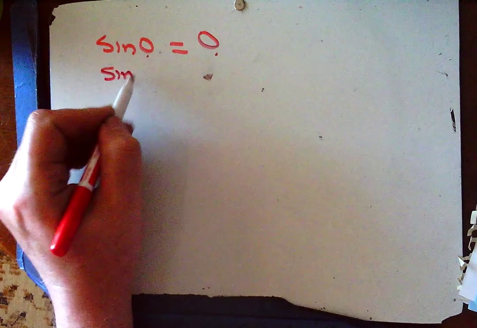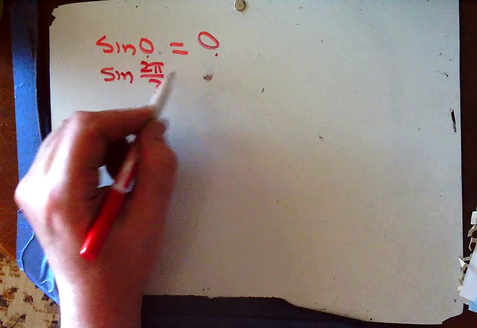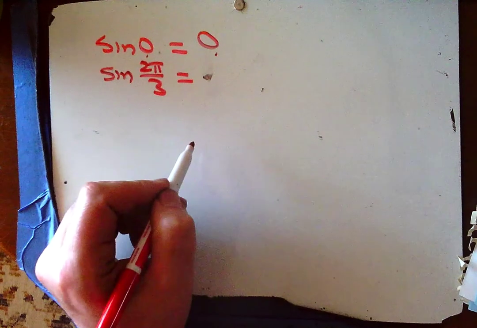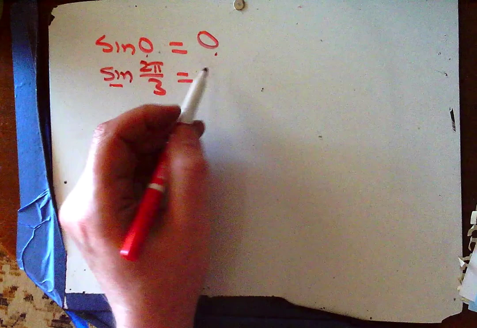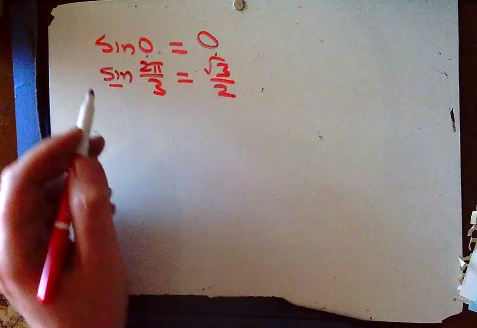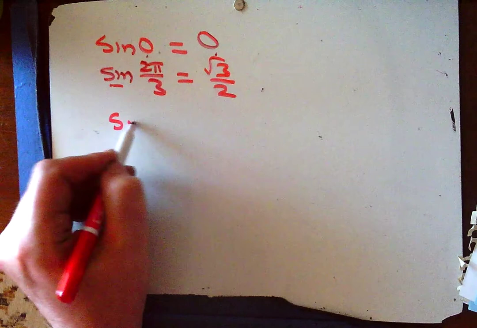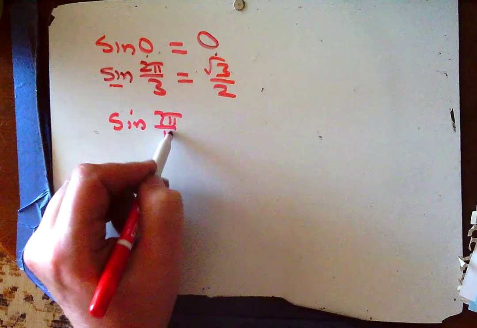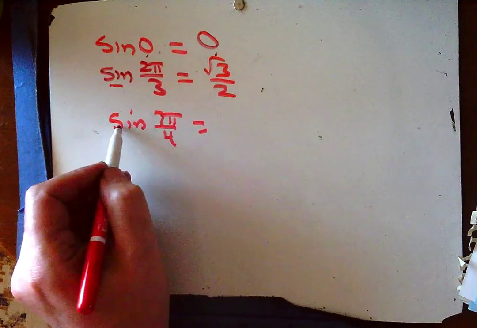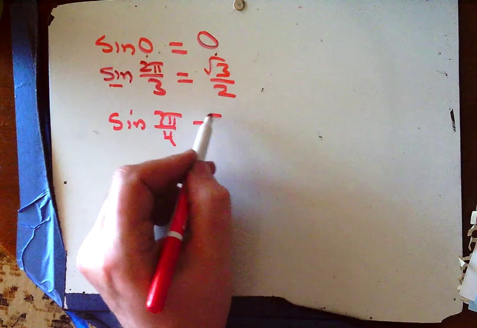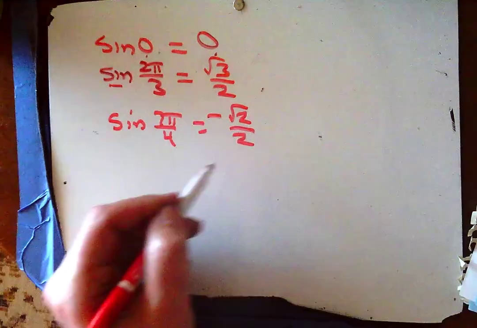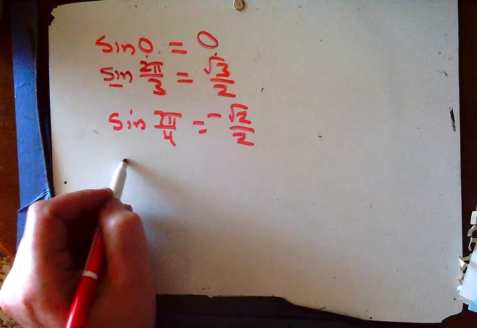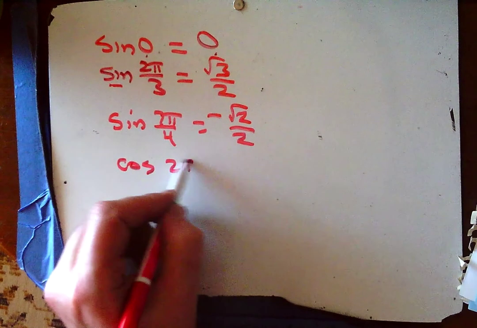How about sine of 2 pi over 3? What's the sine of 2 pi over 3? Remember, sine is the upness, the y value at 2 pi over 3, so we have root 3 over 2. How about sine of 7 pi over 4? It's the y value at 7 pi over 4, so it's negative root 2 over 2. Okay, you need to get that answer before I'm done saying it. Hurry up. Cosine 2 pi over 3.